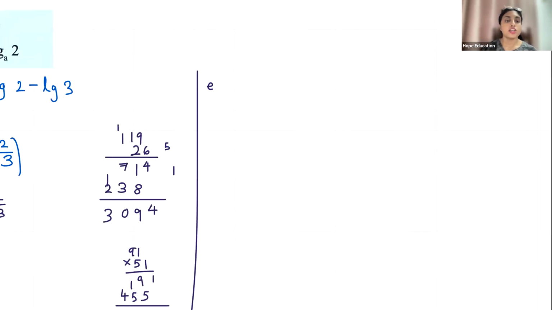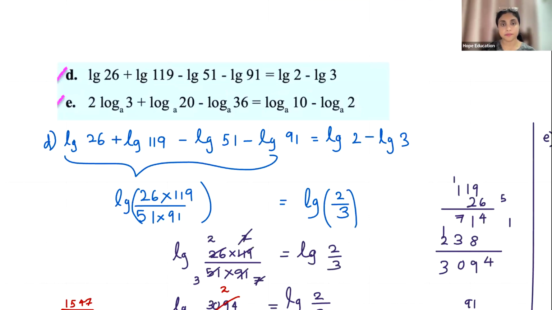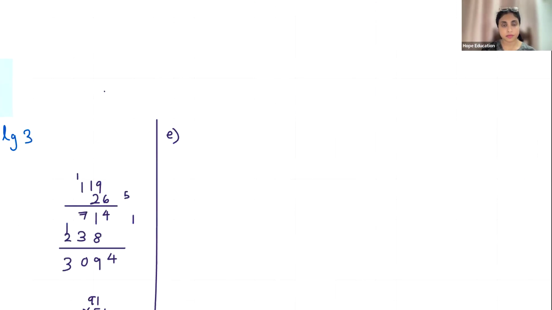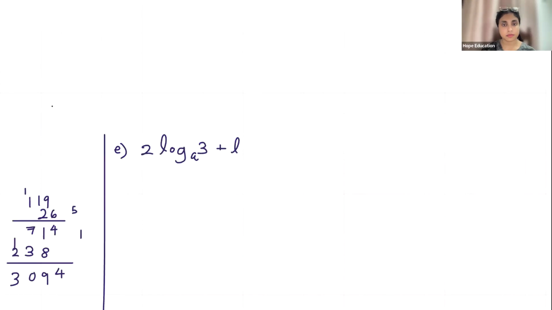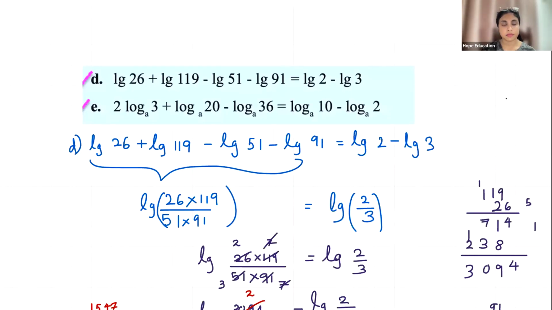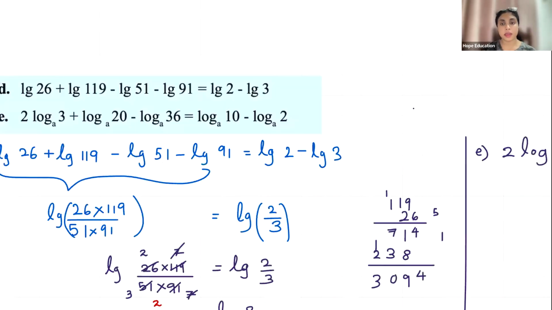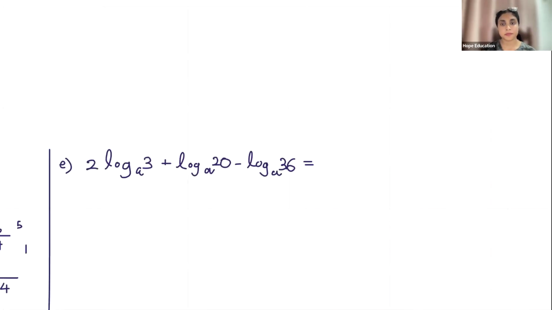Okay, 2 log 3 to the base A. Sahiru? It's clear? Let me know. Equals log 10 to the base A and log 2 to the base A.